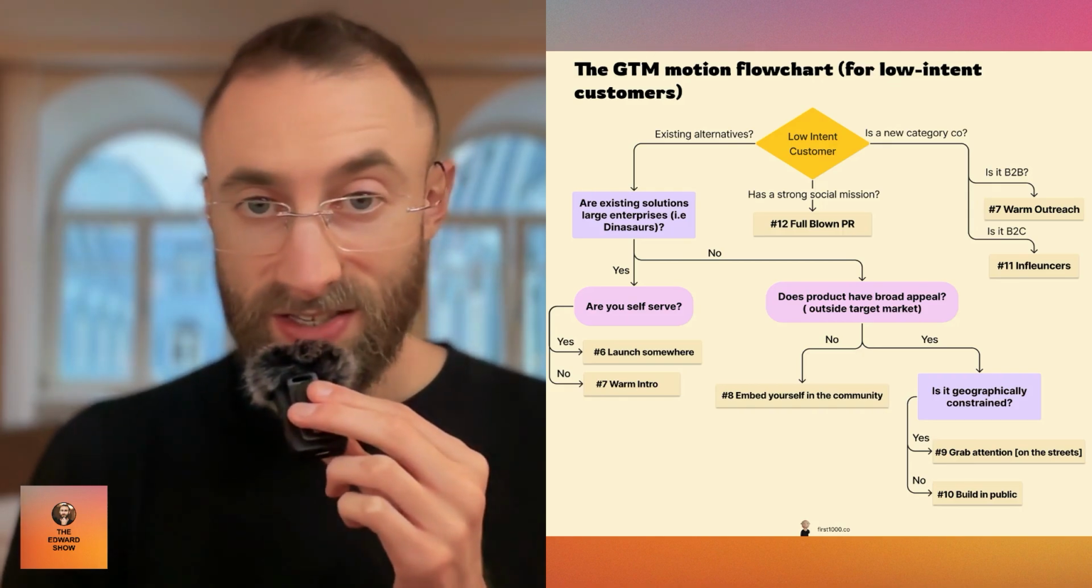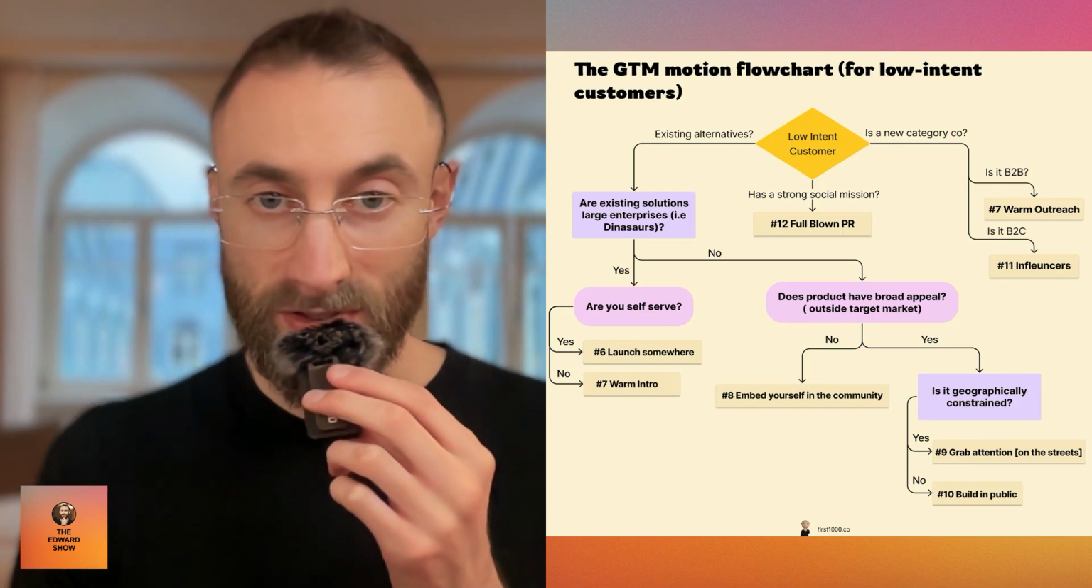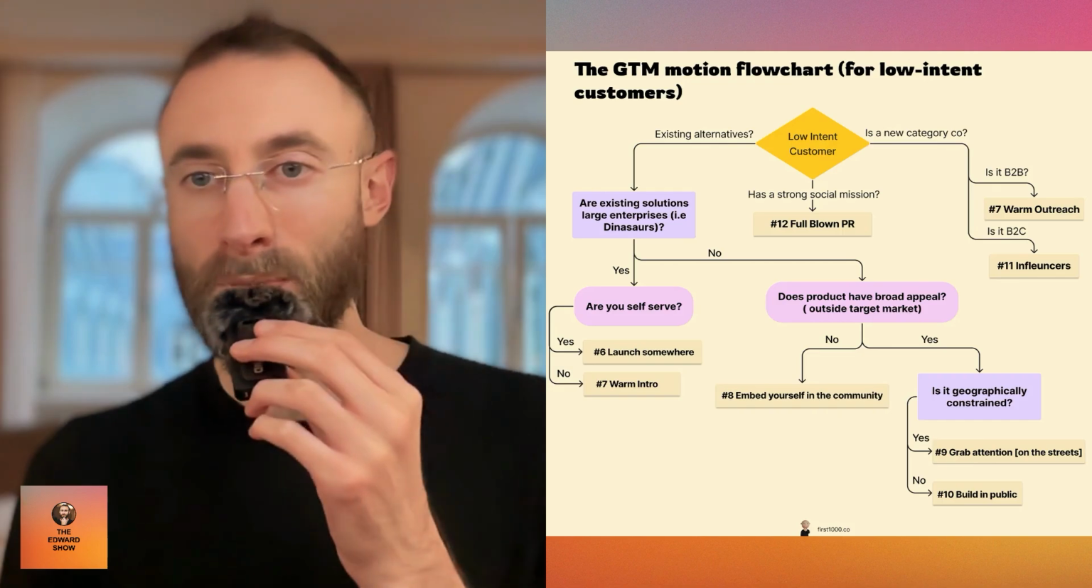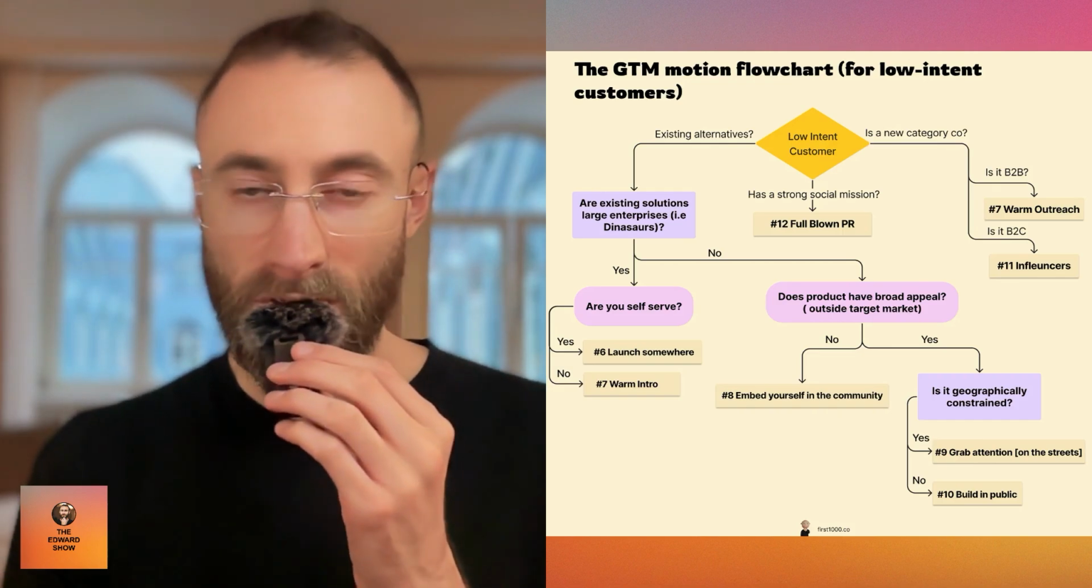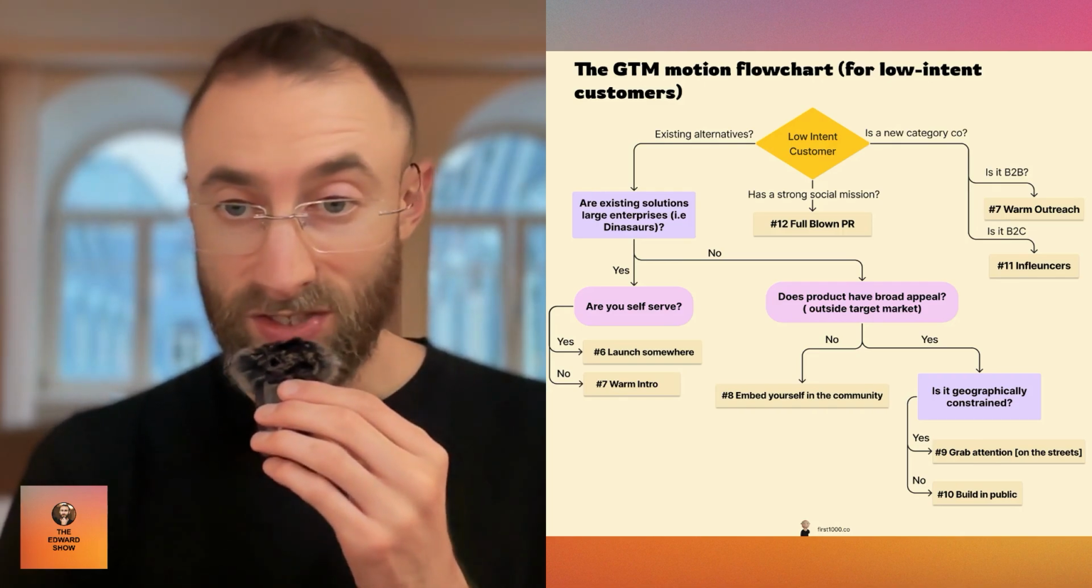If it's B2C, we use influencers. There's tons of different ways. Influencers are a good example. Leverage influencers to align with your product to build credibility and reach a broad audience. And there's actually a third branch, and that third branch is below.